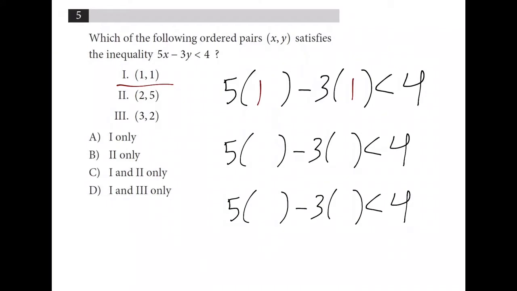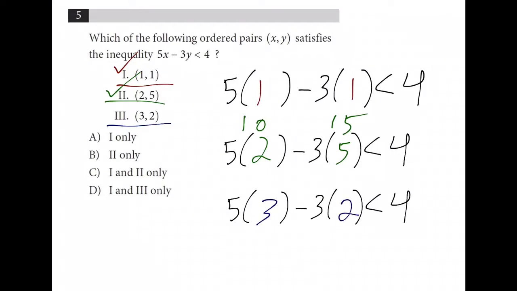5 times 1 is 5, minus 3 times 1, so 5 minus 3 is 2, which is less than 4, so coordinate number 1 checks out. Number 2, 2 and 5, the 2 goes here, the 5 here. 5 times 2 is 10, minus 15 is negative 5, which is less than 4. Number 2 checks out. Number 3, 3, 2. 3 goes here and 2 goes here.